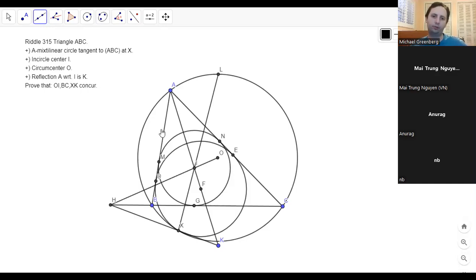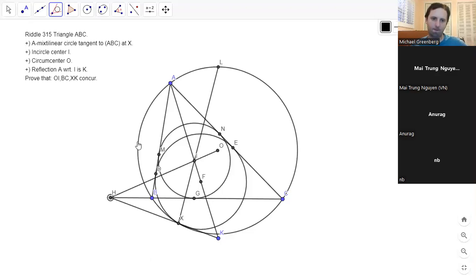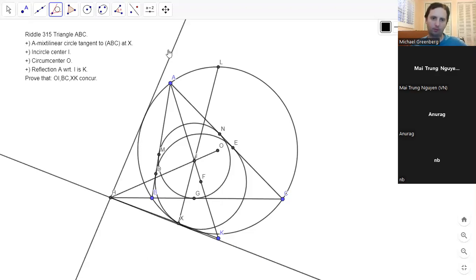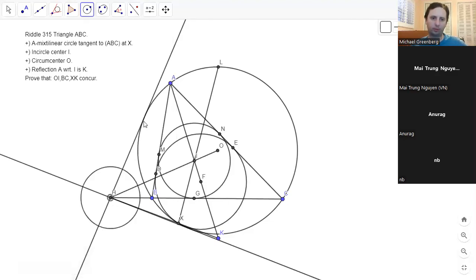So H, does H lie on the radical axis of these two circles? I guess I could check that. I don't think so, though. If we let G prime be the reflection of G over MN, then AG passes through H. Interesting. Let me do that in just a second.